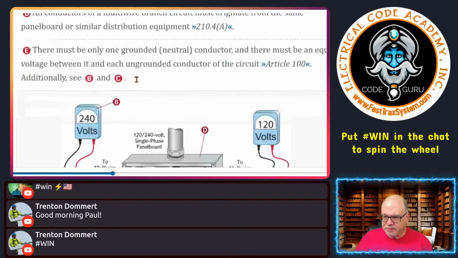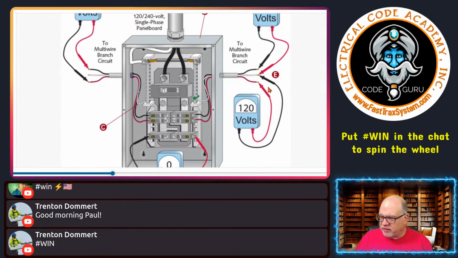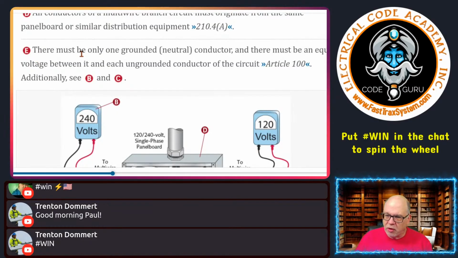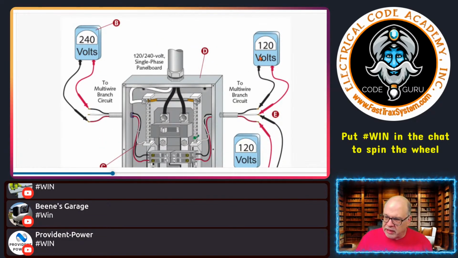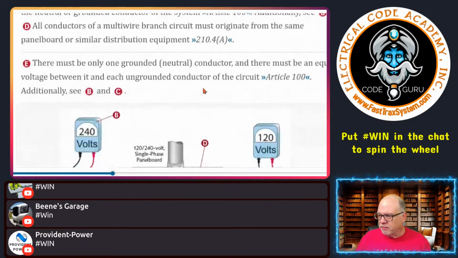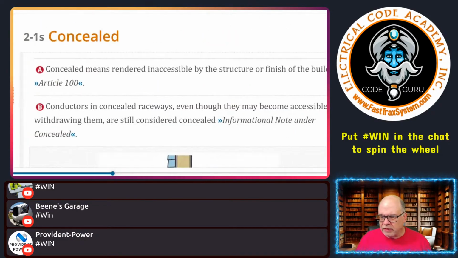All right, so where were we? Okay, so that's that. Now E, let's look at E. E says there must be only one grounded neutral, and it must be equal voltage between it and each ungrounded conductor of a circuit. And again, you see that illustrated right here. This is a multi-wire branch circuit. I'm going to get one 120 volt circuit out of it, and another 120 volt circuit out of it. Two circuits, one cable, okay? But it could be a raceway, and you run the conductors individually in there. That'll work as well. Just want to make sure we cover all that.